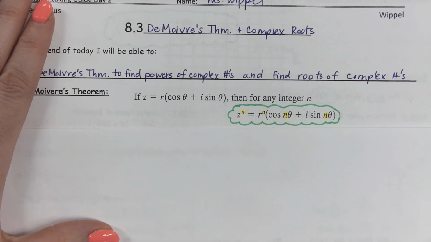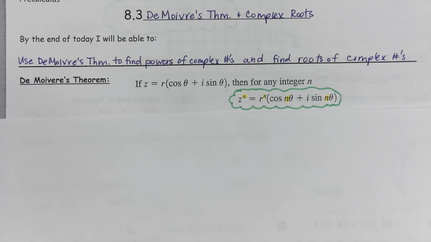Okay, so we are still given a value for z, and then for any integer n, this is de Moivre's theorem, you can have z to the power of n. That is going to be equal to r to the nth power. And then notice with the theta, you are going to multiply both of those by the value of n.